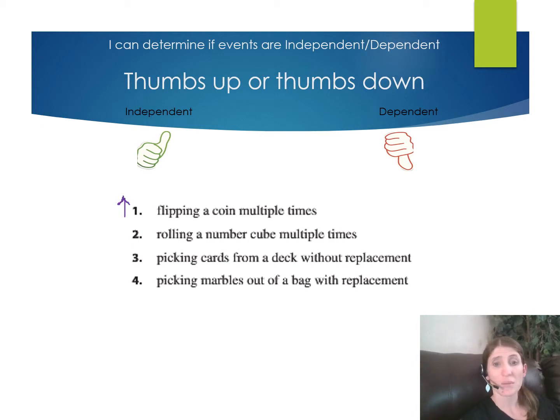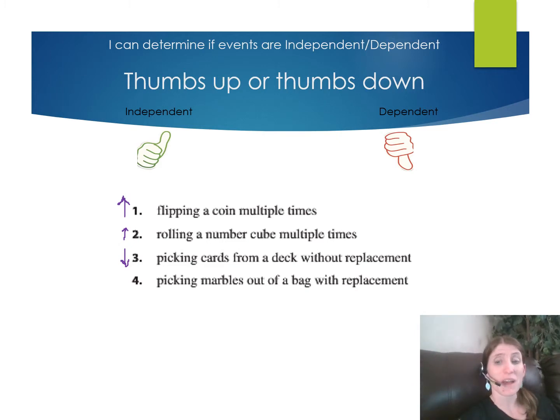This one, rolling a number cube multiple times. Once again, it's one number cube. I'm obviously not going to take out one side. I'm going to keep all the sides in there. So this is still independent. Okay, picking cards from a deck without replacement. Ooh, that means I'm not going to put it back. That means whatever I pick out the first time is going to affect what I get next. So that is dependent. So we're going to put an arrow down, right? A thumbs down. It's backwards.